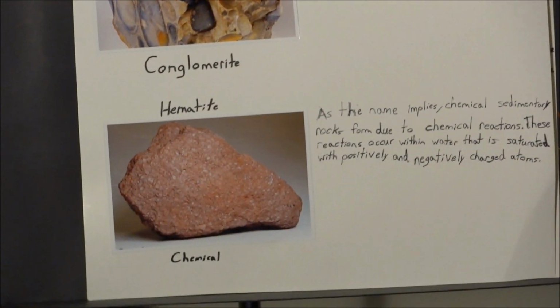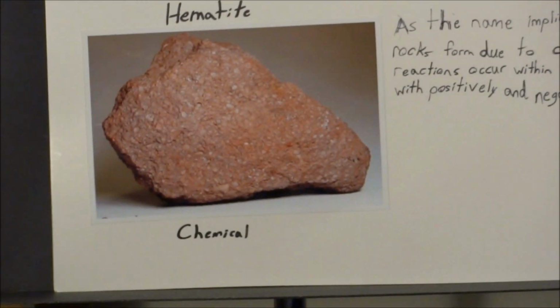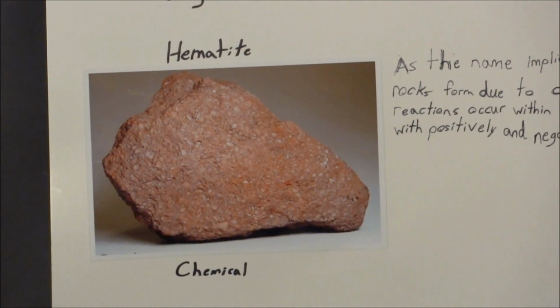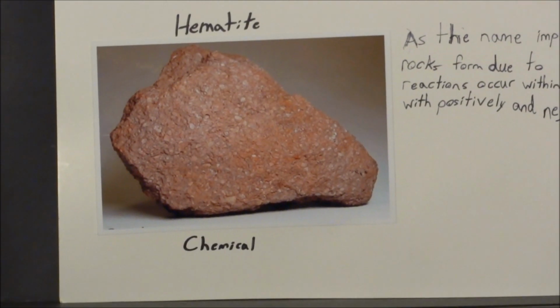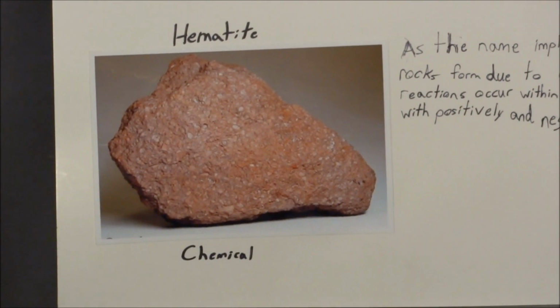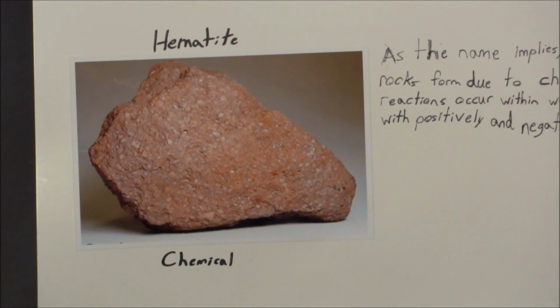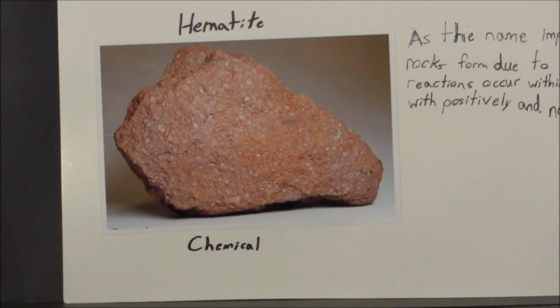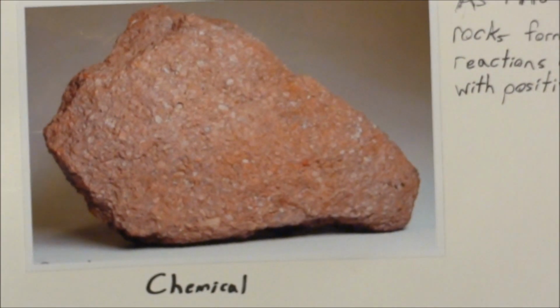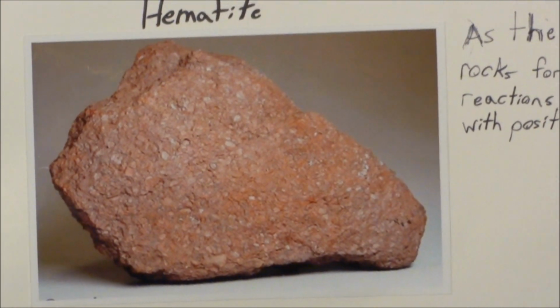And finally, one type of rock is chemical. As the name implies, chemical sedimentary rocks form due to chemical reactions. These reactions occur within water that is saturated with positively and negatively charged atoms. Here's an example of one, hematite.